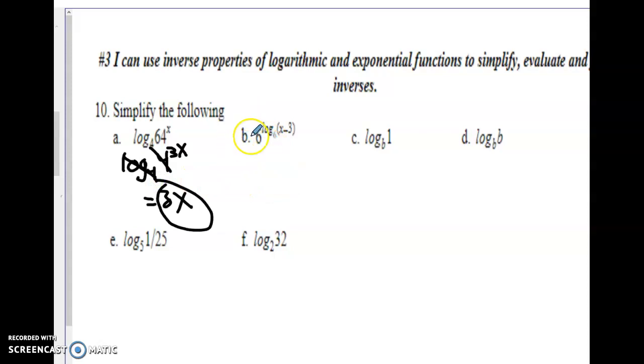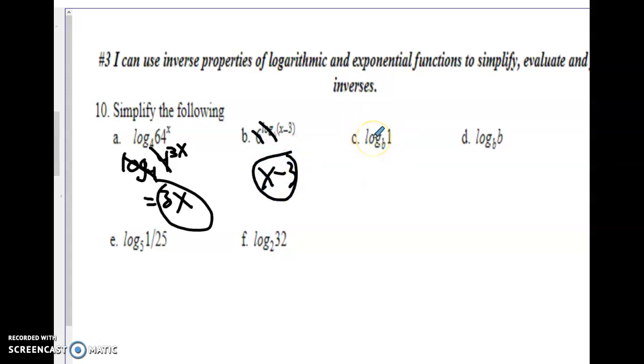Next one, this one's already set up right. So it's 6 to the power of log base 6, which they just cancel out. The 6 and the log 6 just cancels out, so you just get x minus 3. And that's your answer there.